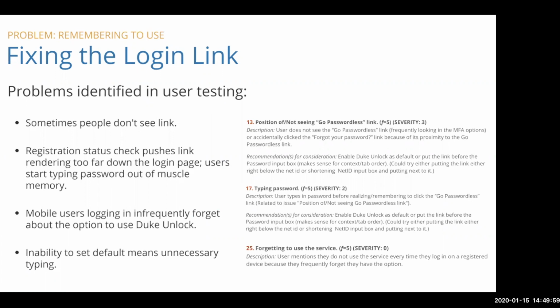And that's where the concept for Duke Unlock version 2 came together, which is let's make sure that people can use that, set a default, and make the clicking a part of the onboarding process so that when people register, they understand how to log in case they gloss over the link.